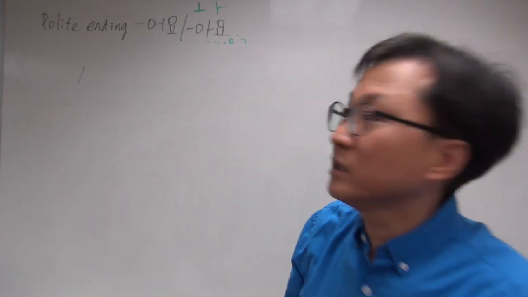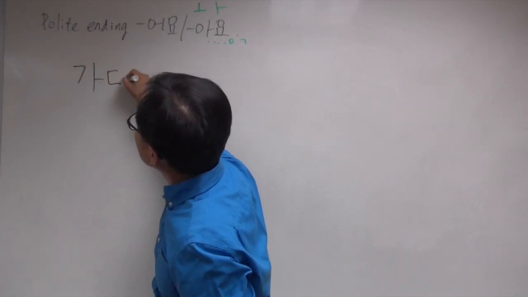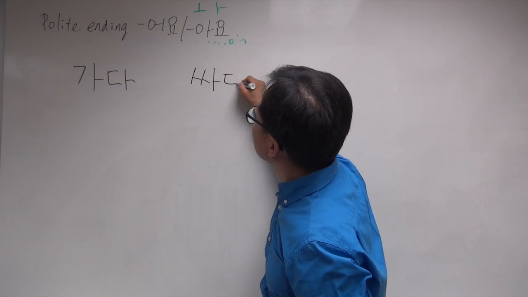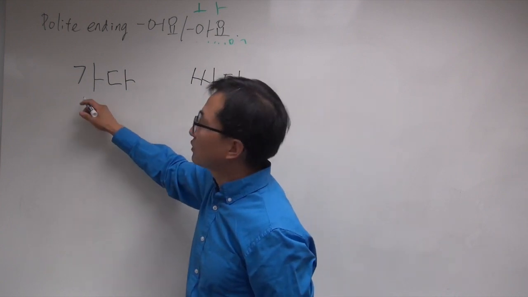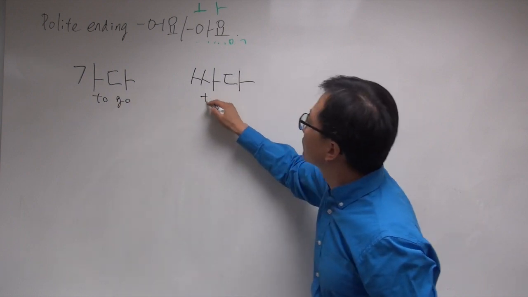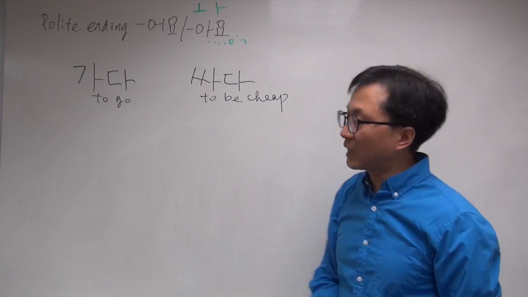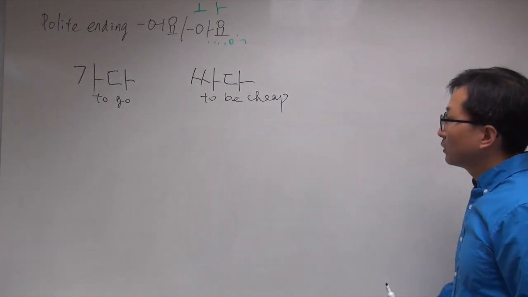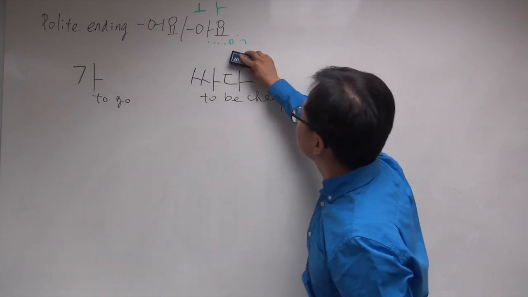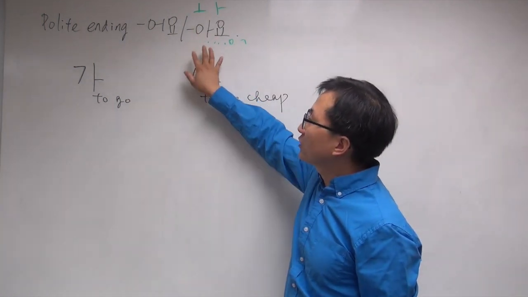가다, and 싸다. So what's the meaning of 가다? To go. 싸다, to be cheap. 가다, 싸다. And what's the stem of 가다? 가. 싸다, 싸. And let's just apply this rule.